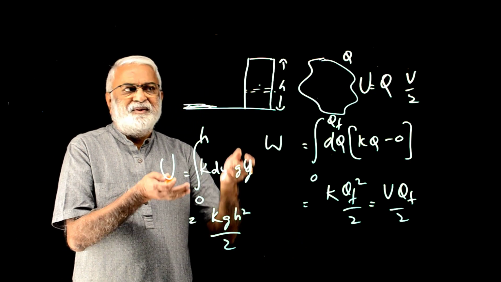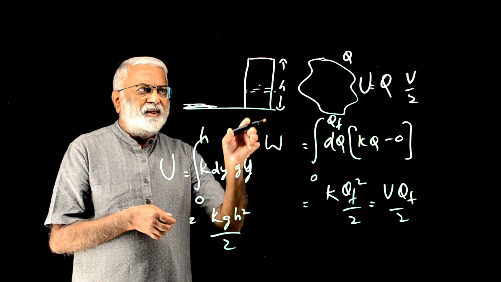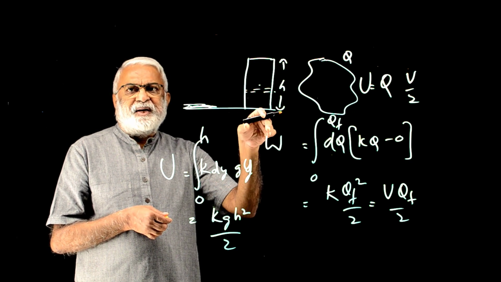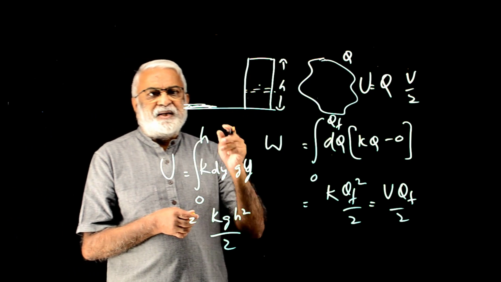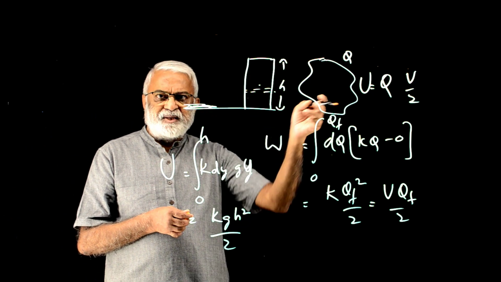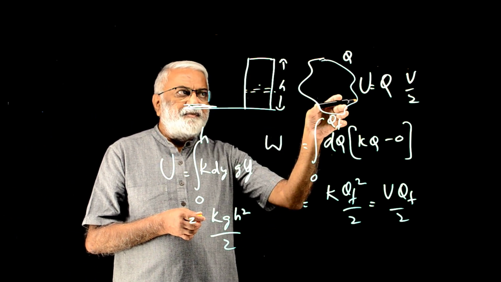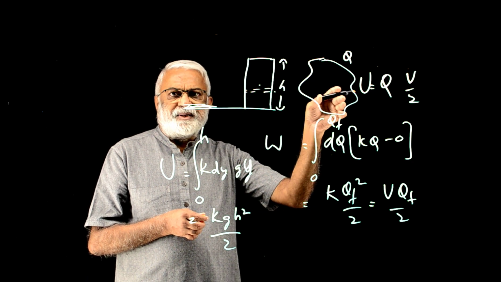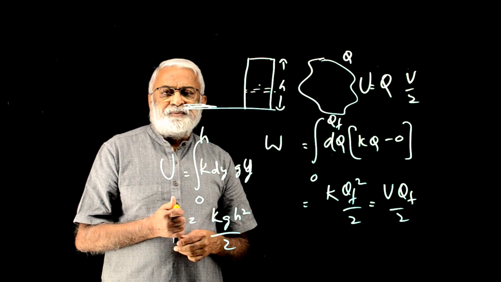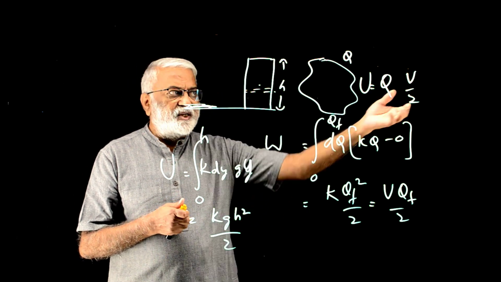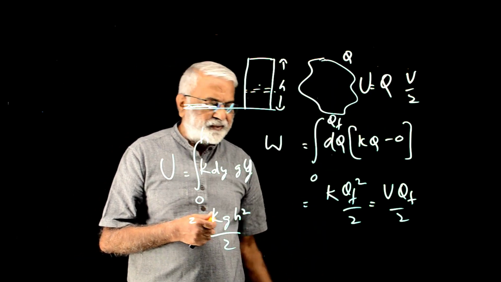But this is just to show that there's a linear dependence of height with mass, so you could average the height through which the mass has been lifted. Same thing here. There's a linear dependence of charge being added to the conductor, so average potential against which charge has been transferred is V by 2.